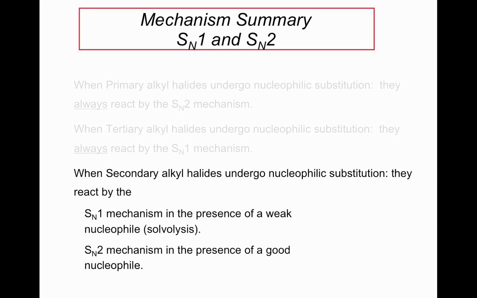So, three factors to consider here in determining whether you'll have SN2 or SN1 mechanisms. How much crowding is around the alpha carbon? What is the solvent that the reaction is taking place in? And what is the nature of the nucleophile that you're working with? These factors will help you determine whether an alkyl halide is undergoing SN1 or SN2 mechanisms.